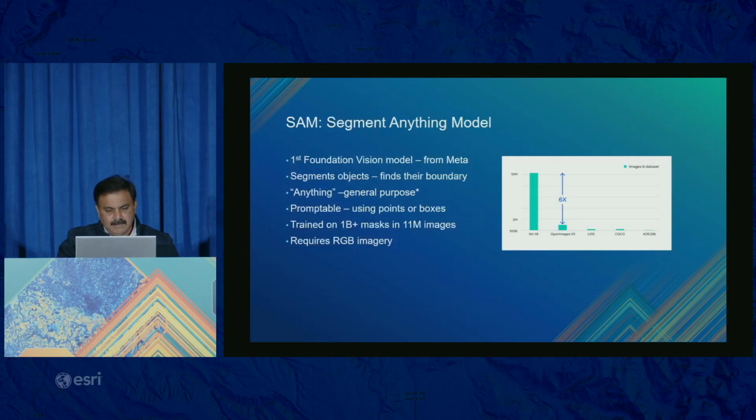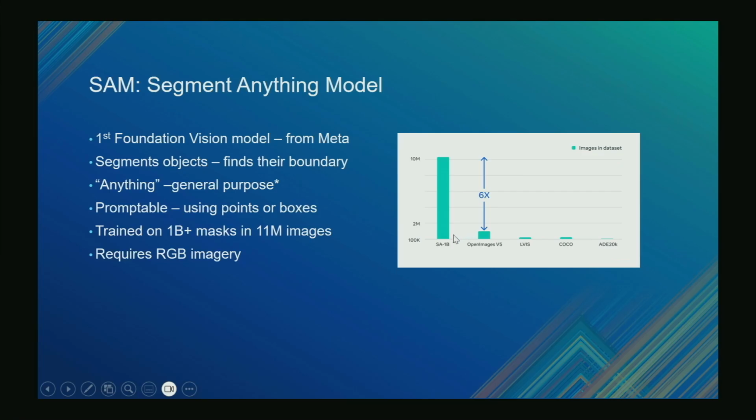So let's see about specific models now. Starting with SAM, or the Segment Anything Model, it's the first foundation vision model from Meta. You can see on the right how the SA-1B data set, that's what was used to train SAM, dwarfed all the prior data sets used to train these models. It was trained on 1 billion masks and 11 million images. And it can be prompted using points or boxes. It only works with RGB imagery.